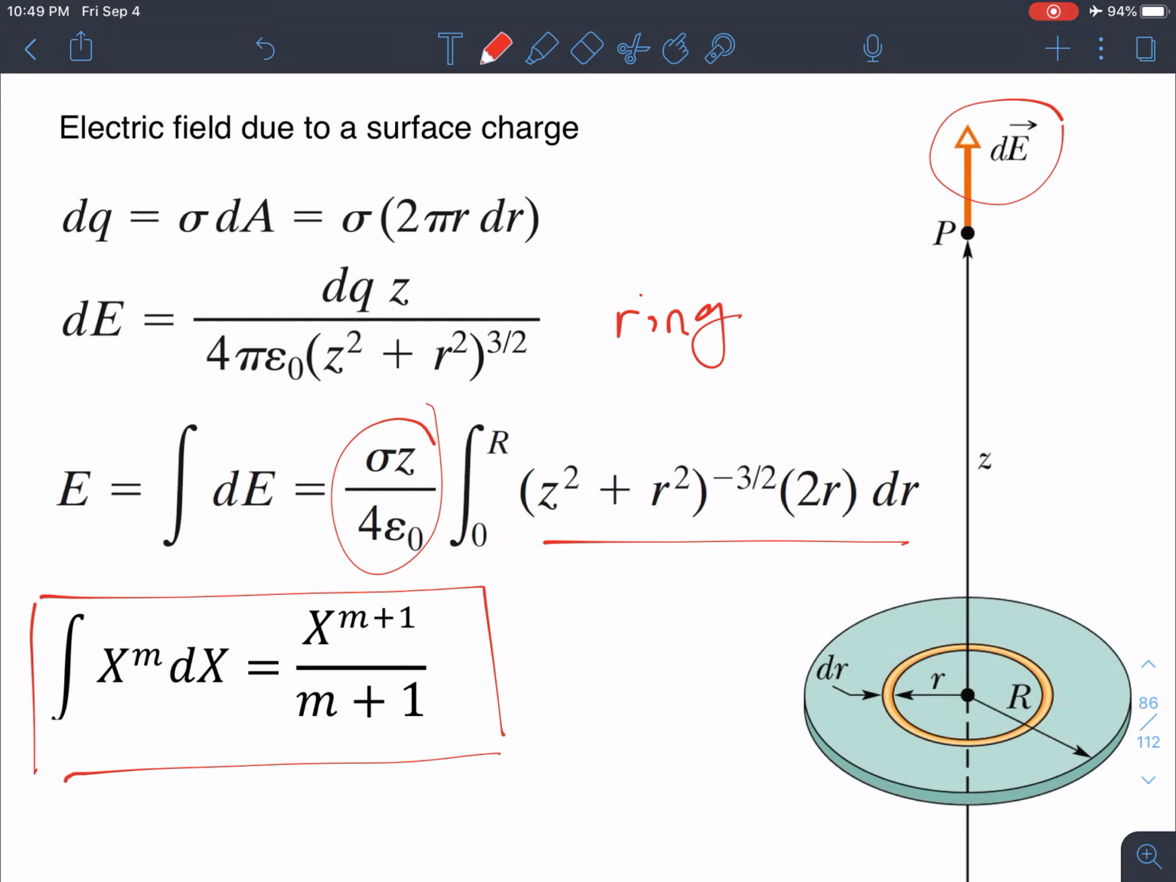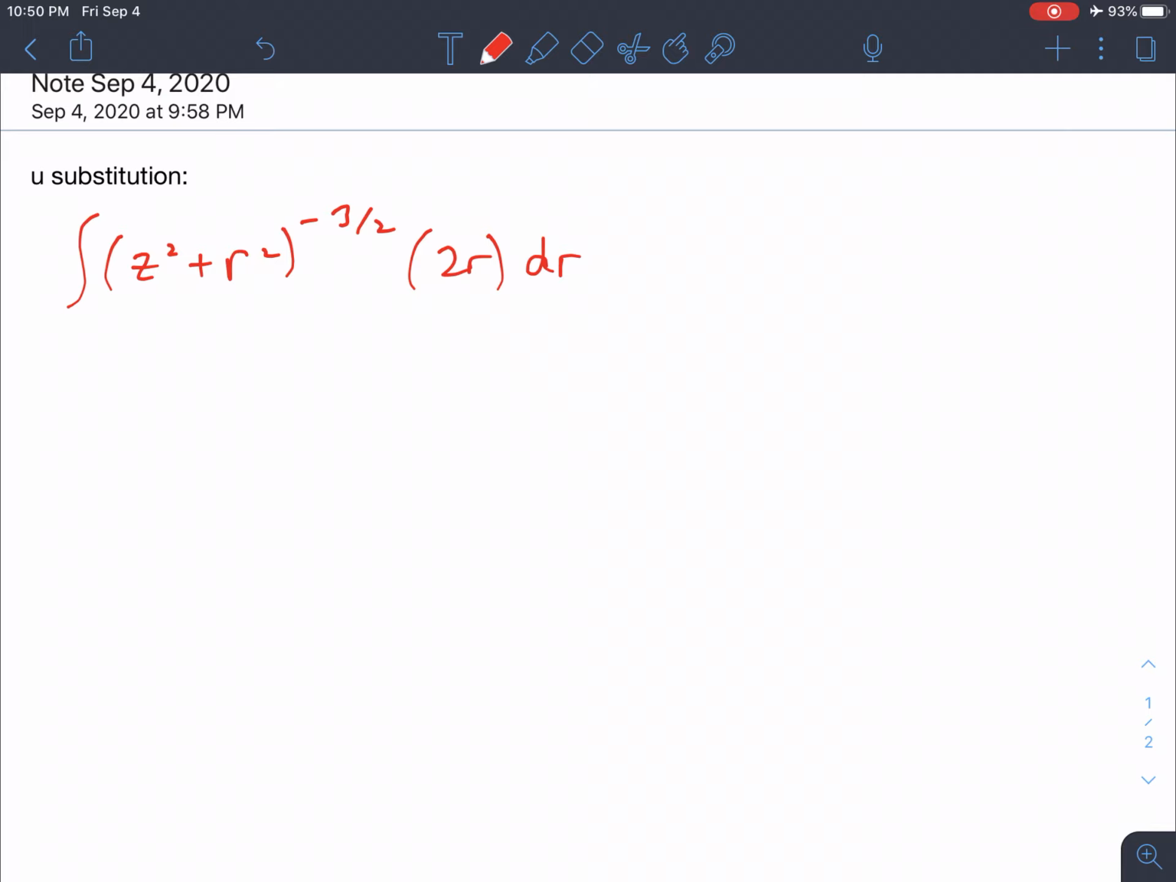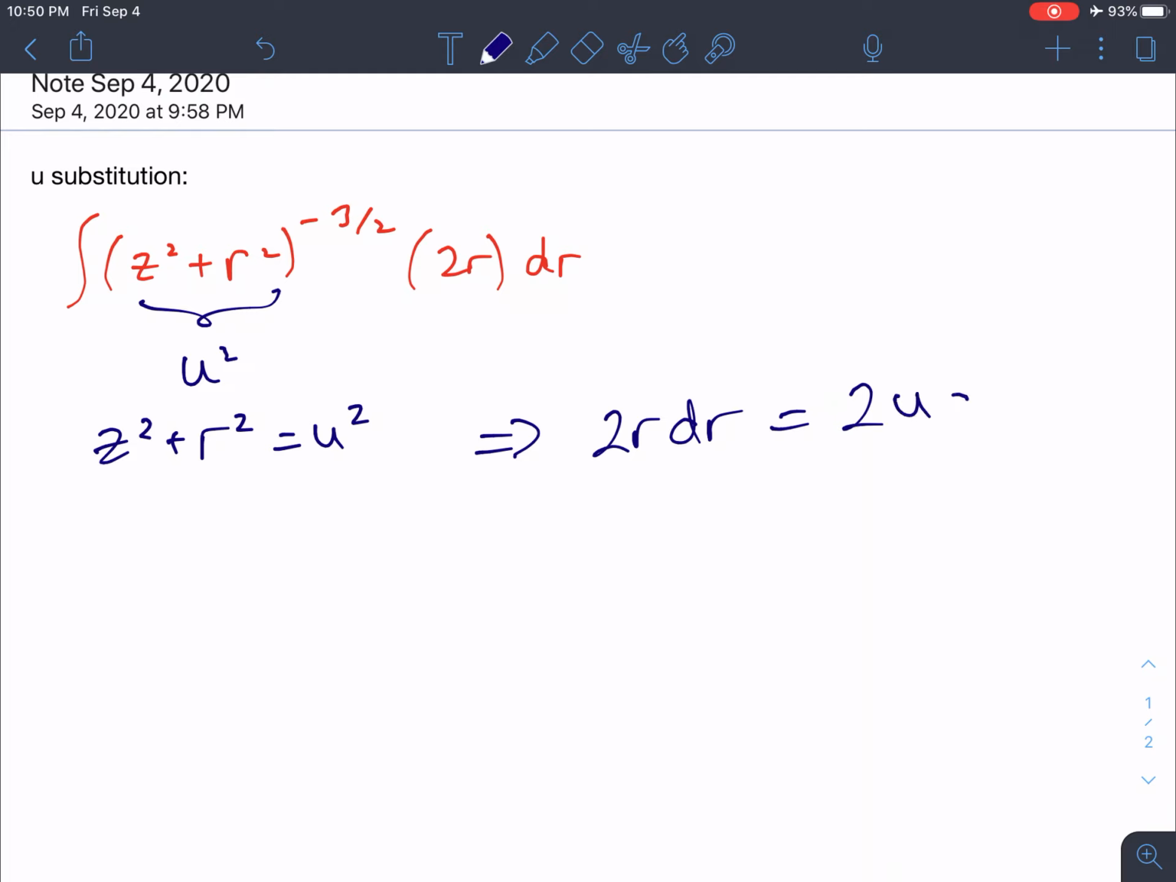This is not u yet, this is still r. So we have an r term in the first term and another r term in the second term. We're going to let this term be u squared, so z squared plus r squared is u squared. If you take the derivative of both sides, you would get 2r dr equals 2u du.